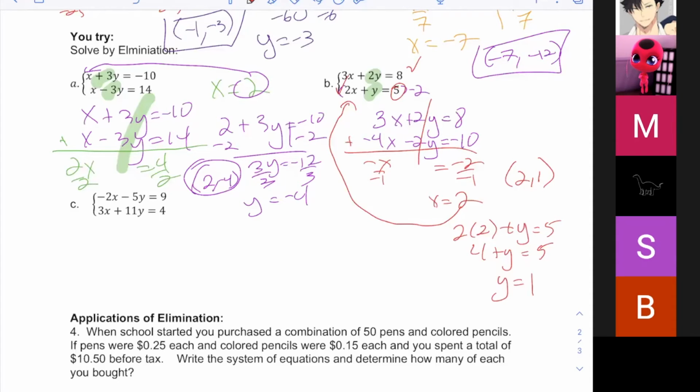All right. So some of you in the real world got started on C. If you haven't gotten started, I'm going to make a suggestion. I'm looking at this, and I could either multiply everything by 11 and 5, which could get bigger numbers, or multiply everything by 2 and 3, which I think is a little bit more doable. There's no wrong way. If you did 11 and 5, you probably got it right. But to me, it looks easier if I just do this by 3 and this by 2 to get negative 6x minus 15y equals 27 and 6x plus 22y equals 8.